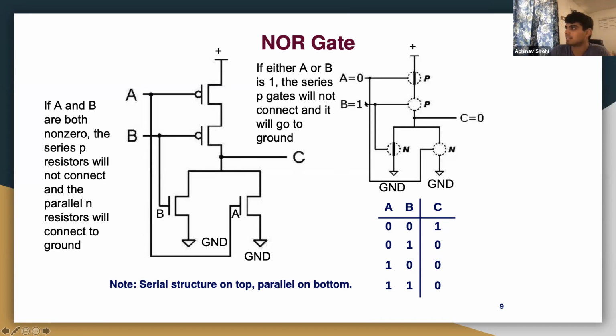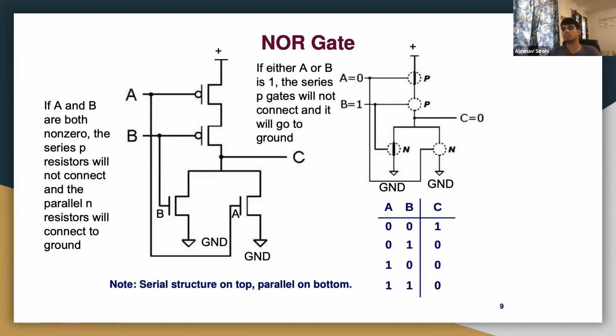So this is just an example here. If A is 0 and B is 1, this P-type gate will close. This one will stay open. So the positive one won't reach the output. And in the case of A being 0, this ground one stays open, but this one closes. And because it closes, the 0 is able to reach the output.